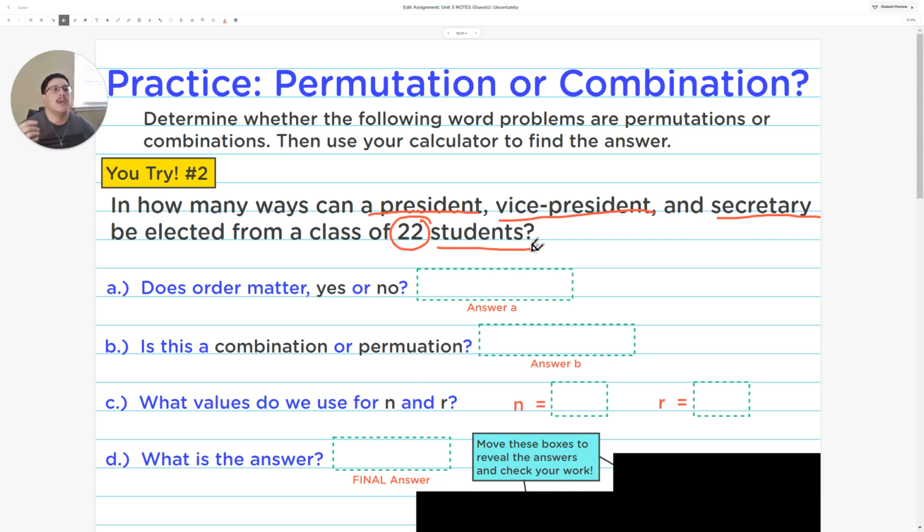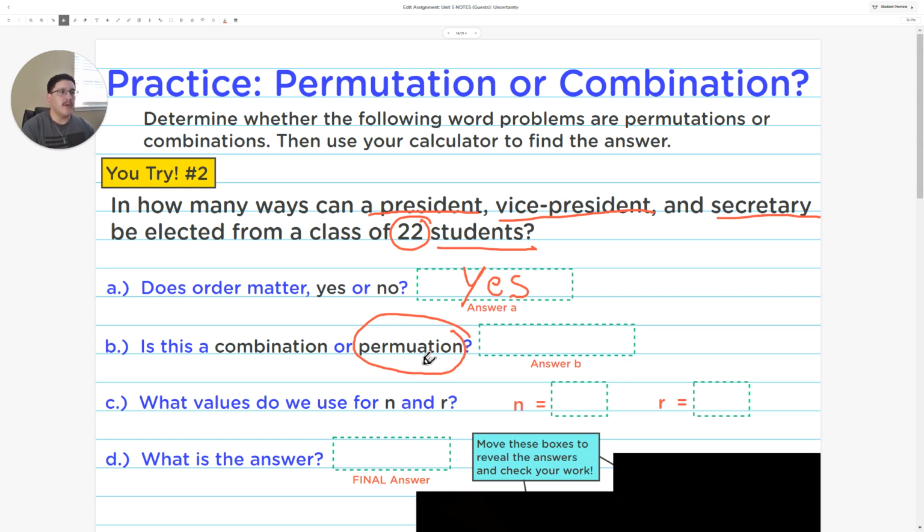So, does order matter? Yes or no? Yes. Because we're choosing a president. We're not choosing one of the 3 for them to be randomly picked. We're specifically choosing a president first, a vice president second, and then secretary third. So, does order matter? Yes. So, because order matters, we are choosing permutation. Permutation is where order matters.